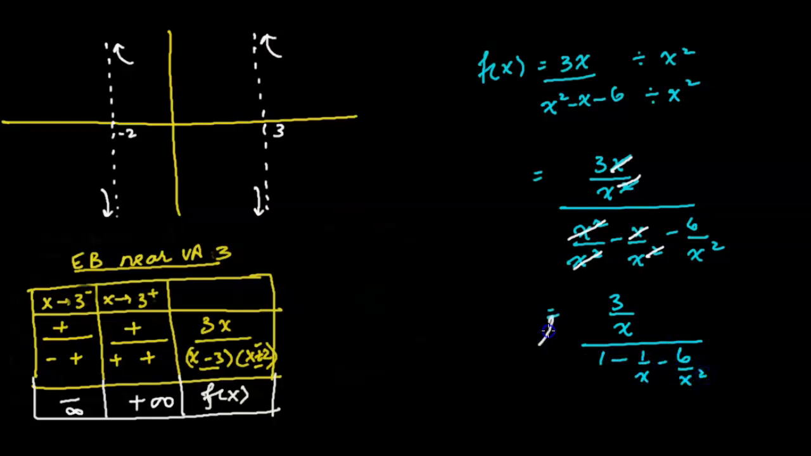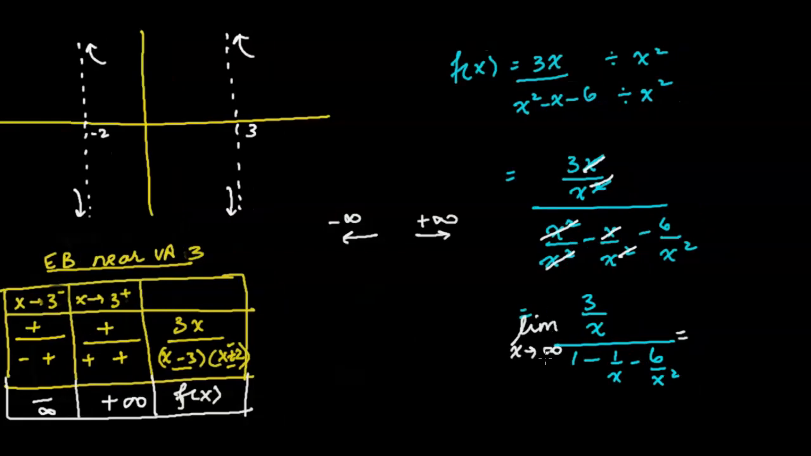And we will be introducing limits where x approaches infinity. When we are talking about the end behavior near the horizontal asymptote, we're always looking at what happens when x approaches negative infinity and x approaches positive infinity. Therefore, the limit for the horizontal asymptote is when x approaches infinity.